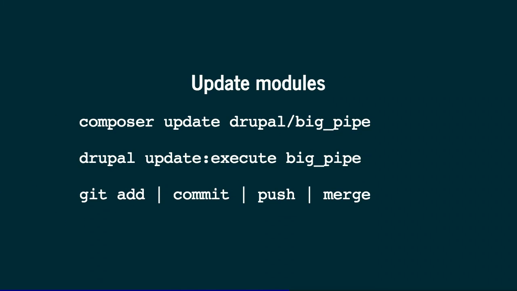How do I update a module? I have a module, and there's a new version that I need to get. I need to run composer update. But in this case, I am running composer update and passing the package name that I want to update. I just want to update this specific package.